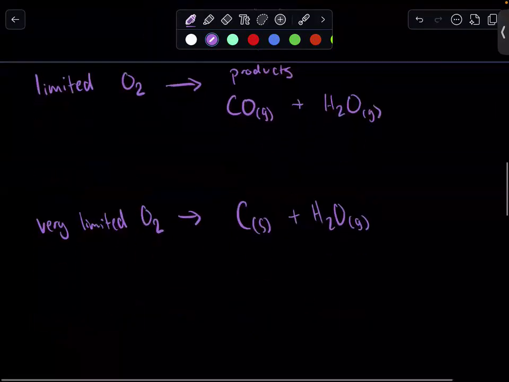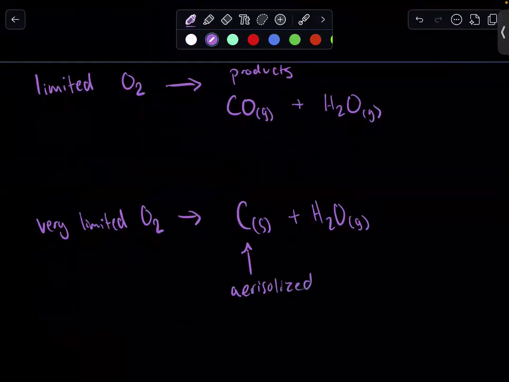This carbon's interesting because a lot of you may already have seen it before. This becomes aerosolized particulate, aerosolized black-gray particulate. In other words, that's just smoke. So when you see smoke, what you're seeing is carbon going straight into the air. And so this is pretty much all incomplete combustion is. That's the end of the section.